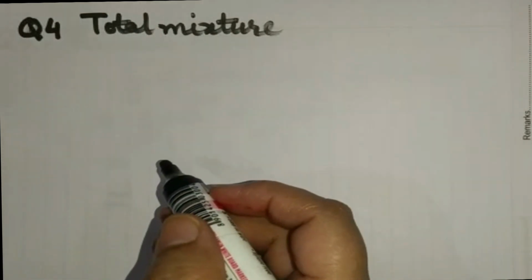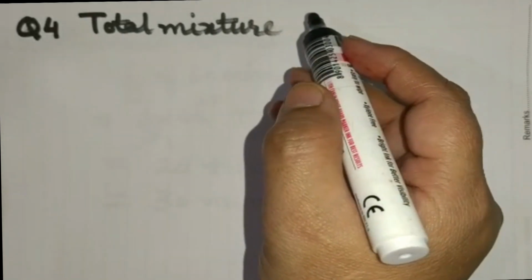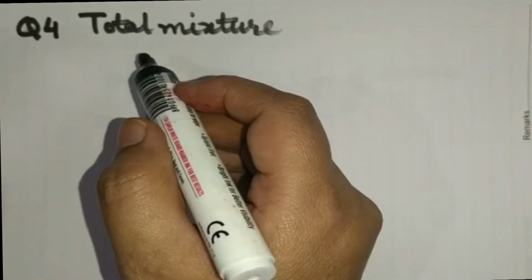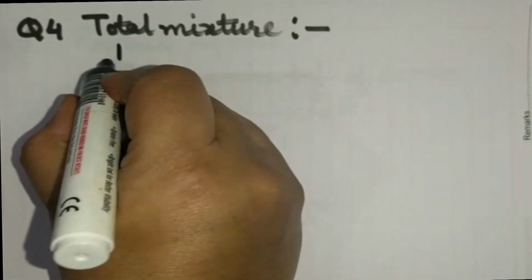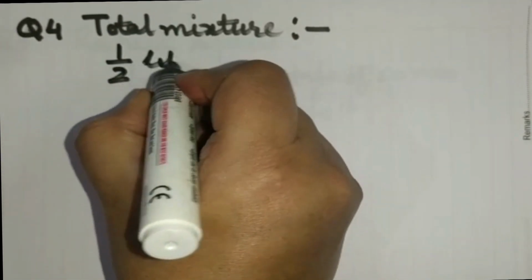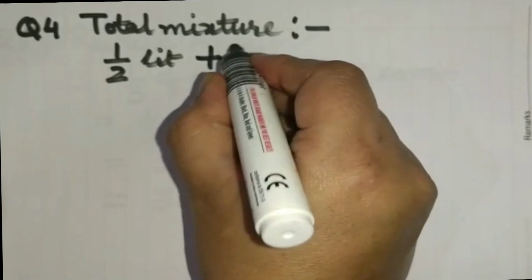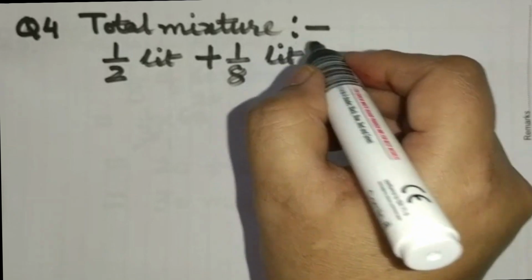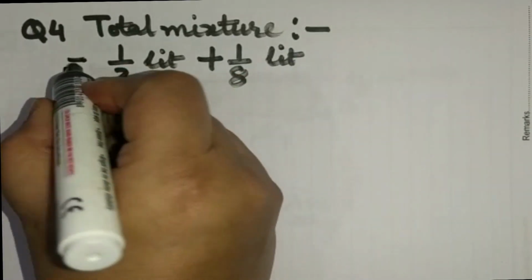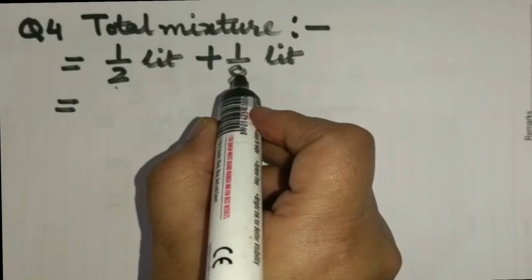Now see question number 4. Ananya mixes 1 upon 2 liter of water with 1 upon 8 liter of orange squash. So how much mixture does she get? So the total mixture is 1 upon 2 liter of water and 1 upon 8 liter of orange squash. So we have to add. Both are unlike fractions.